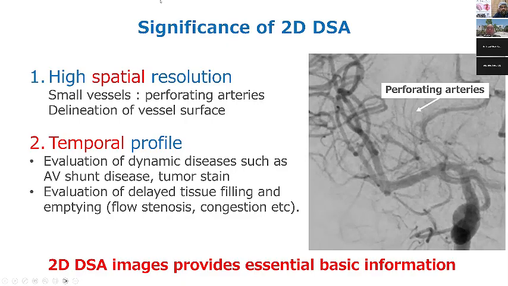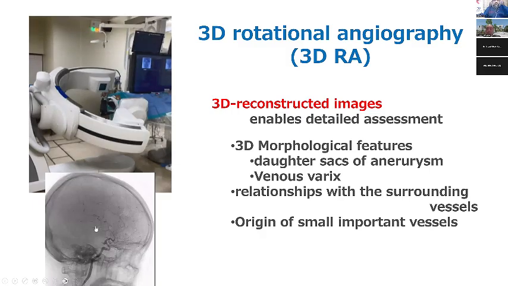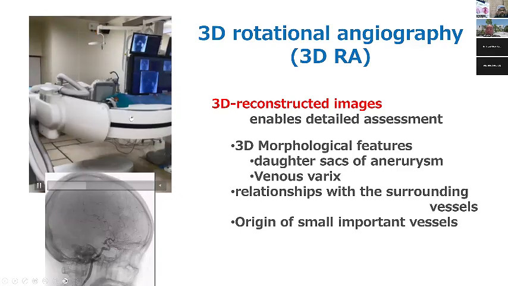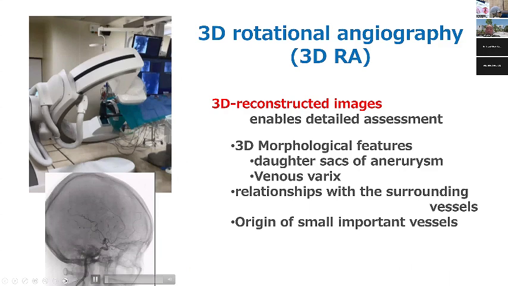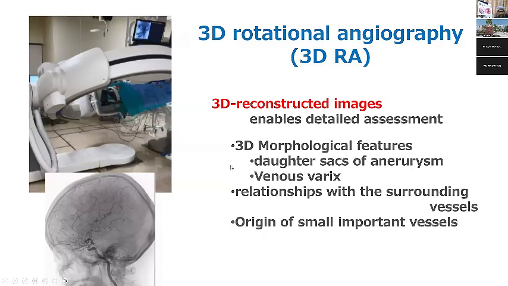Okay. 3D rotational angiography is obtained by serial acquisition of images during rotational movement of the flat panel. The reconstructed images provide detailed morphological analysis of the lesion surface and the spatial relationship between the lesion and surrounding structures in 3 dimensions. This information gives us the appropriate working angle and proper treatment strategy for endovascular treatment.